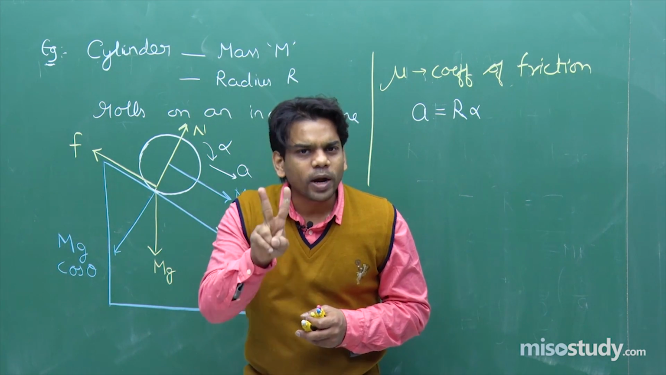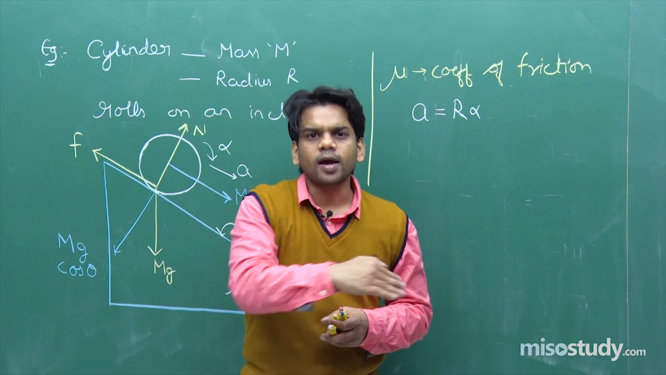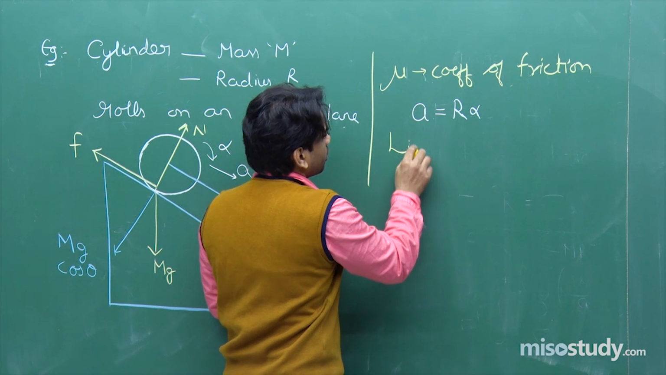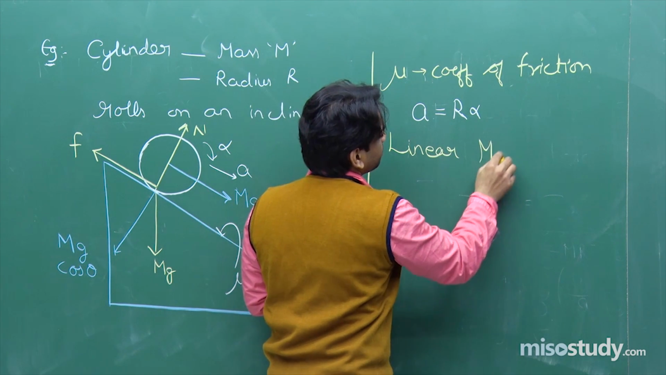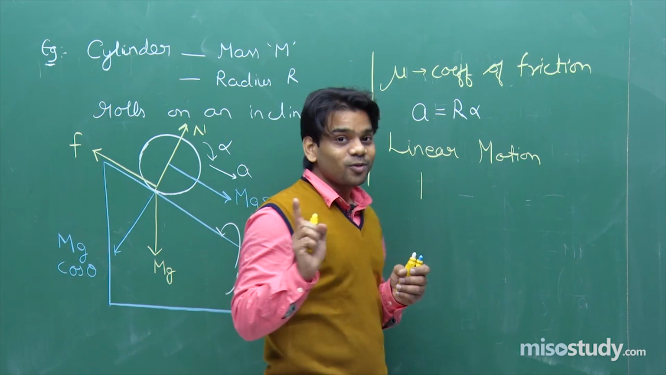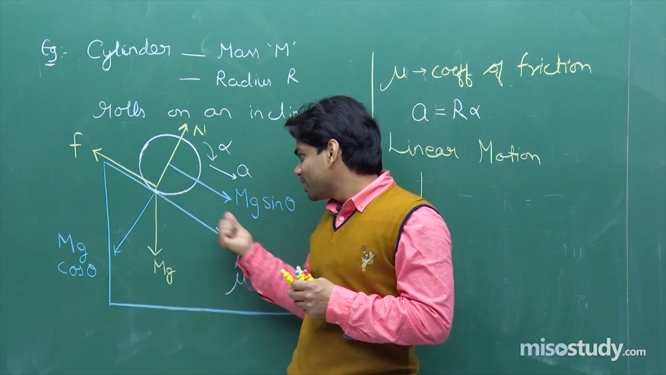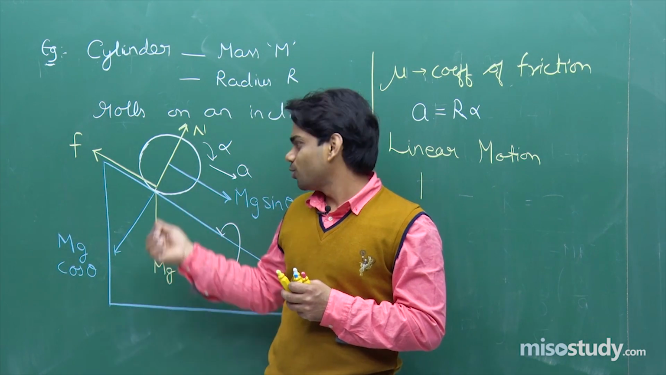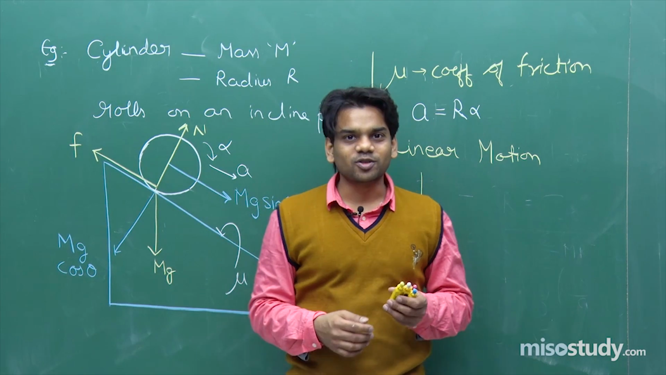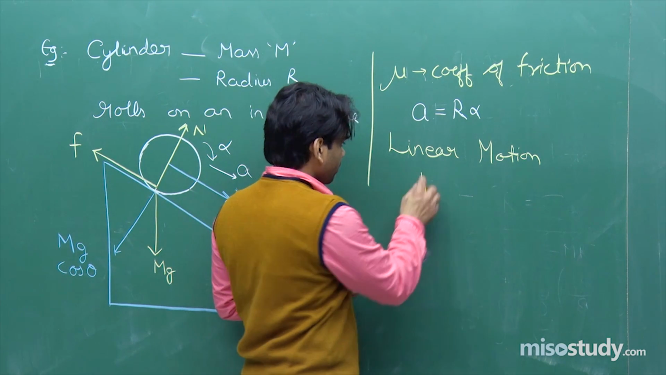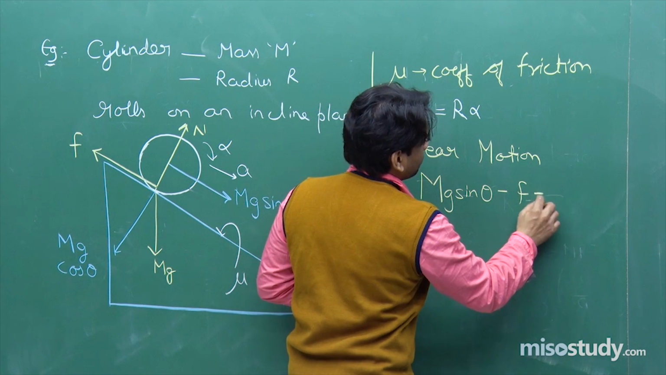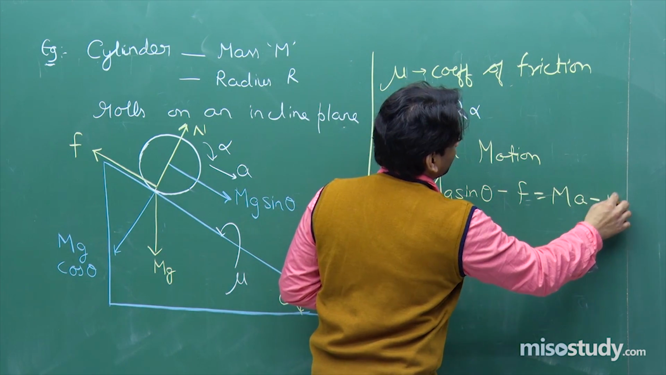Let's frame the equations. It performs two kinds of motion, linear motion and rotational motion. For the linear motion equation, see here, the external force acting is the force due to gravity, that is mg sin theta. There is no other external force acting, only mg sin theta. Mg sin theta on the right-hand side, friction force on the left-hand side. So mg sin theta minus small f will give us mass into acceleration, equation number 1.